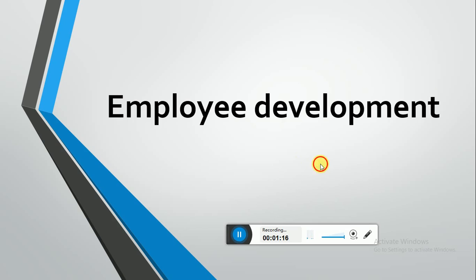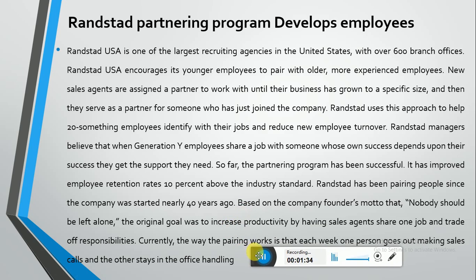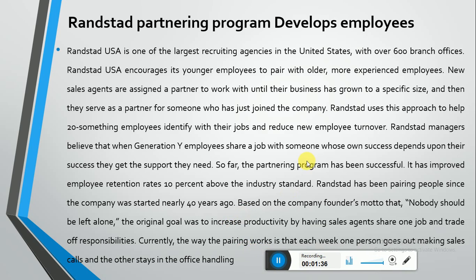So first, let's discuss the example. There is a company in the United States. They have a lot of branches. The company always provides different development programs for their employees. They give partners, so they work with each other. The person who has more experience, a new employee who came to the job will work with him, so they can learn from each other. So that's overall.